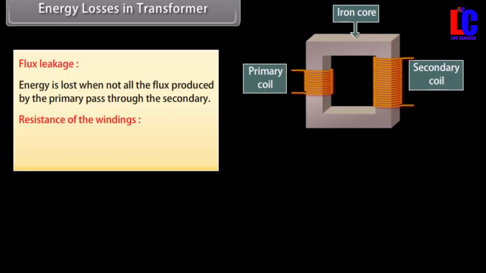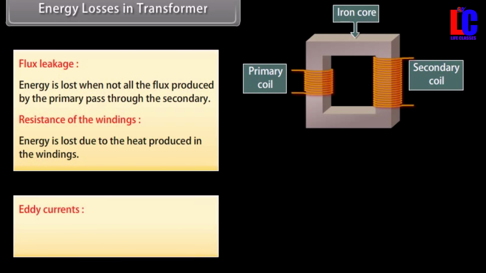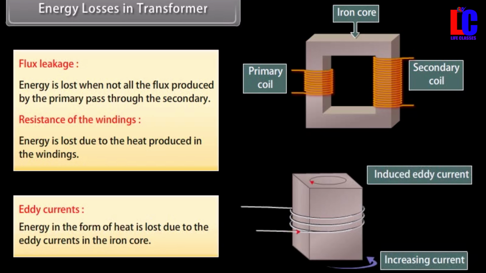Resistance of the windings. Energy is lost due to the heat produced in the windings. This loss can be reduced by using thick wires. Eddy currents. Energy in the form of heat is lost due to the eddy currents in the iron core. This loss is reduced by using laminated core.